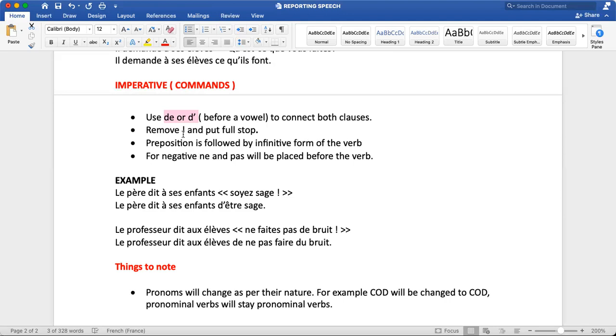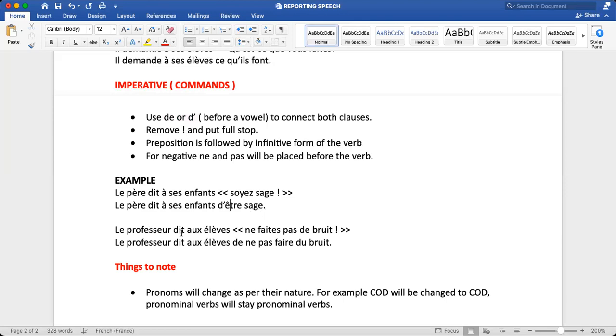This is imperative. For imperative, firstly, you will add "de" to connect both clauses. And now, soyez. What would be the infinitive form of soyez? Soyez is the verb être. Être is an exception in imperative. So, if you do not know, go and check what are the four exceptions of imperative. So soyez will change to être. Since être starts with a vowel, "de" will change to d apostrophe. So: Le père dit à ses enfants d'être sage.